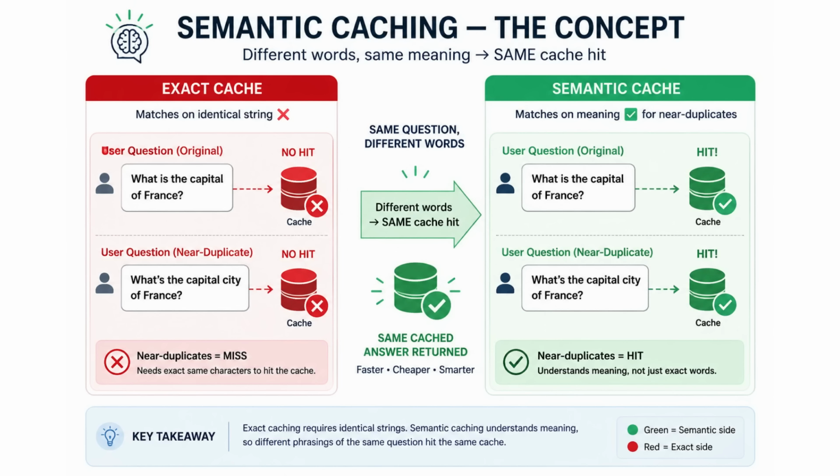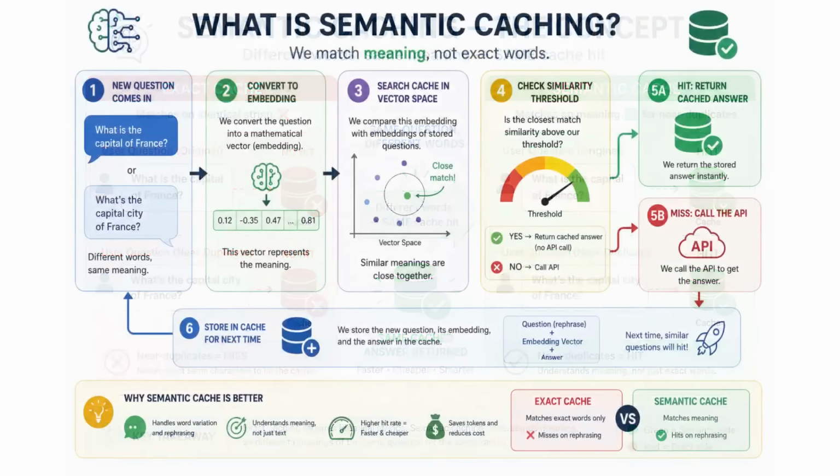This makes semantic caching faster because it avoids unnecessary model calls, cheaper because fewer tokens are processed, and smarter because it understands the user's intent rather than matching exact characters. So unlike exact caching, semantic caching can reuse answers for near duplicate questions, dramatically increasing cache hit rates in real-world AI applications.